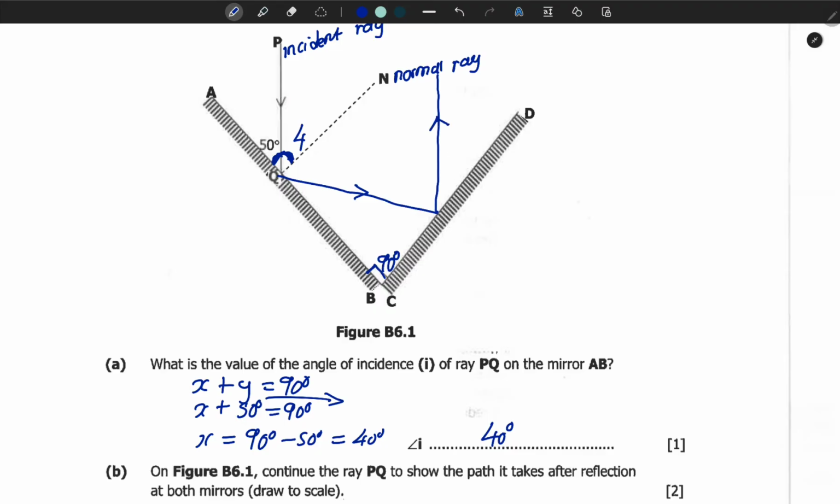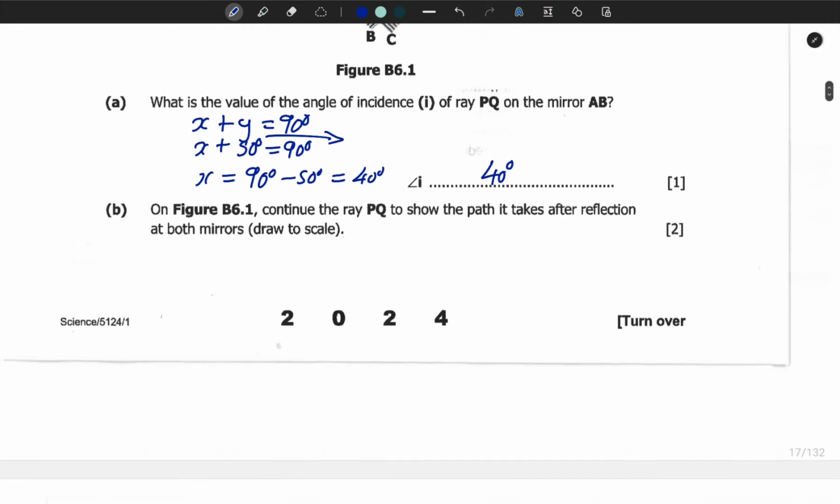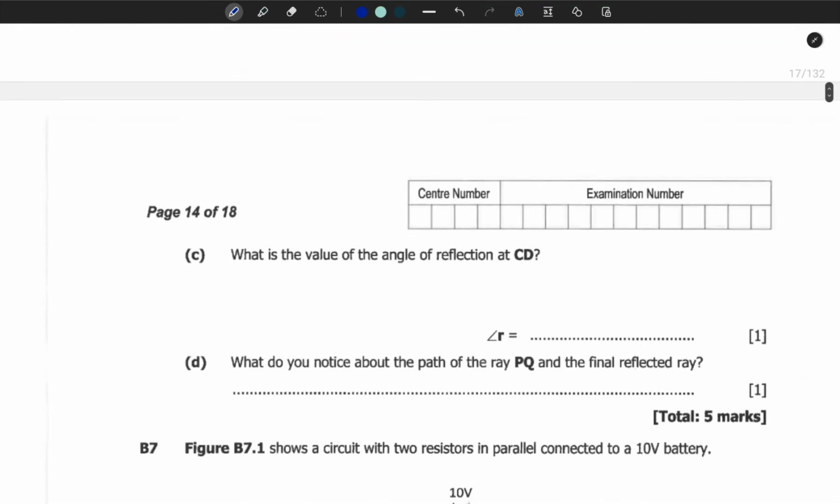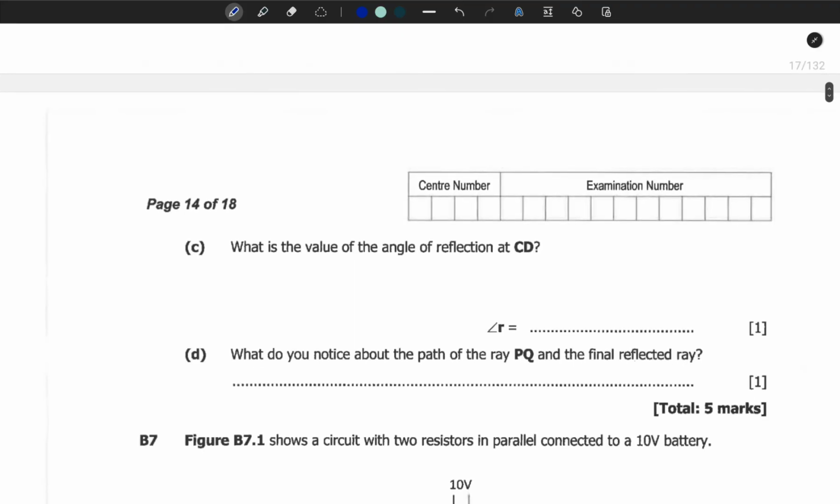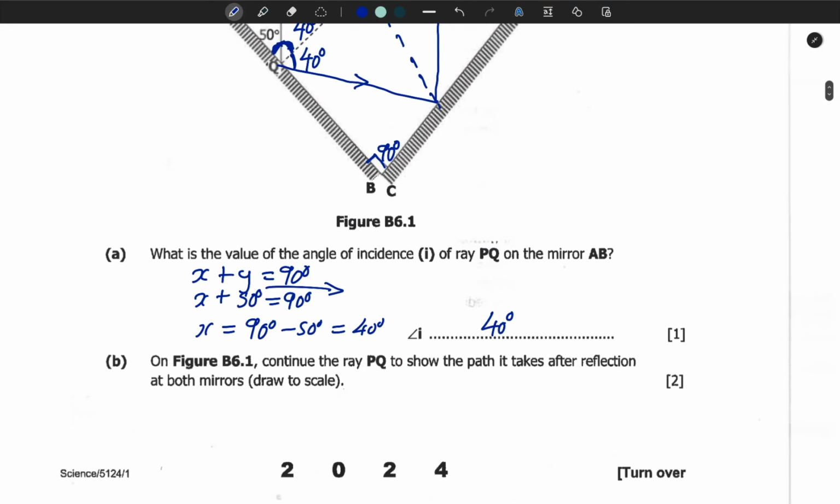So the reflected ray becomes the incident ray on the second reflection. Then we have our new normal ray like this. Then also what you need to know is the angle of incidence I is equal to the angle of reflection according to the laws of reflection. So what else? We've done this question. See, what is the value of the angle of reflection at CD? At CD.